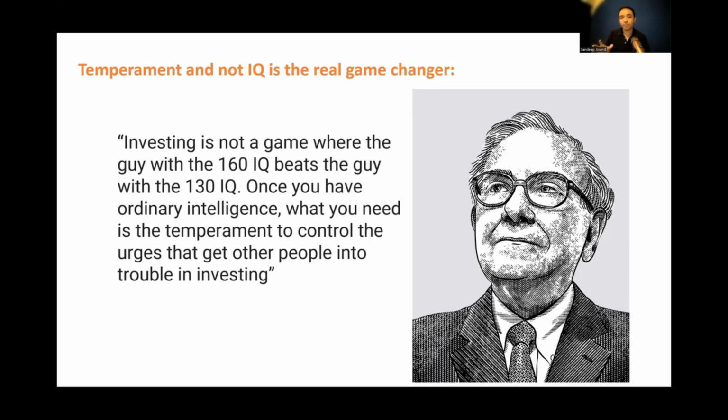Investing is not a game where the guy with 160 IQ beats the guy with 130 IQ. Once you have ordinary intelligence, what you need is the right temperament to control the urges that get other people into trouble in the world of investing. That's a quote directly from Warren Buffett. What he had was the right temperament. Now, that's the end of the introduction slide.